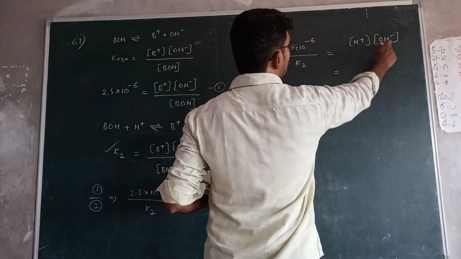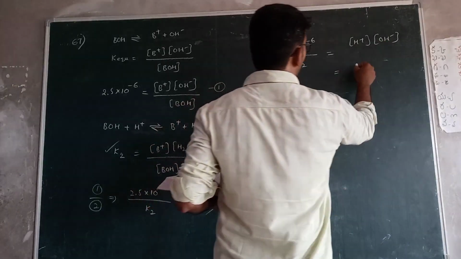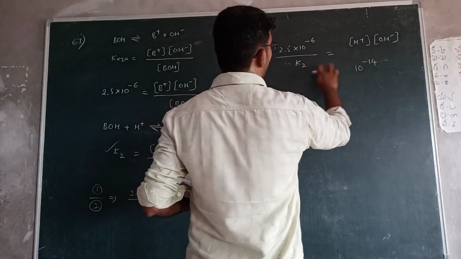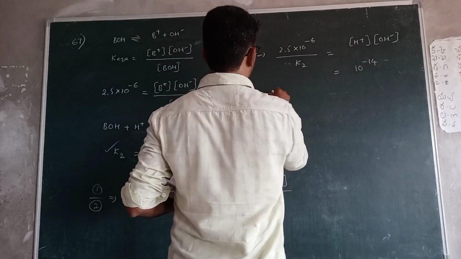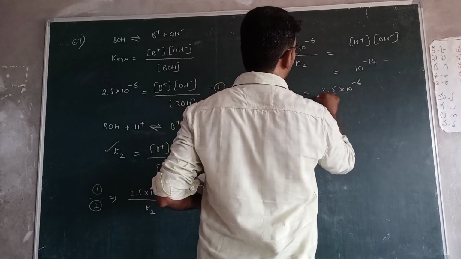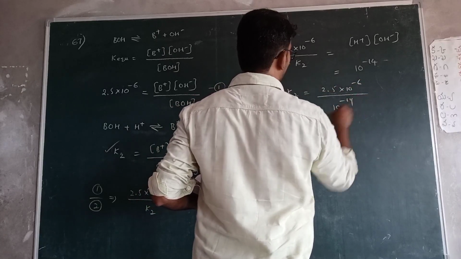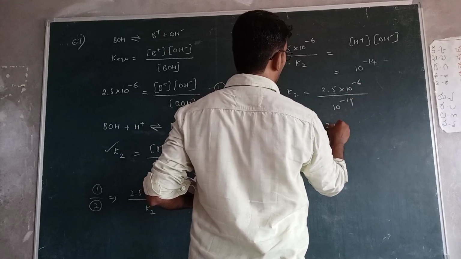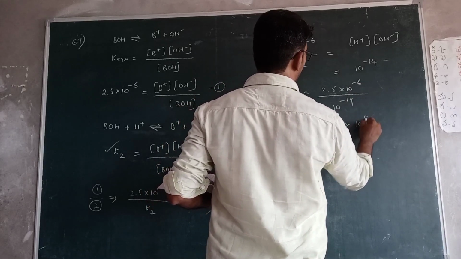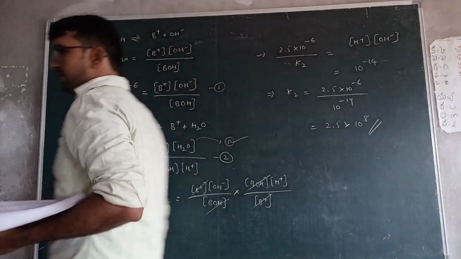But the product of the concentration of H plus and the concentration of OH minus is 10 to the power of minus 14. Now this value moves to this side, and this value comes to this side. Then K2 is equal to 2.5 into 10 to the power of minus 6 by 10 to the power of minus 14. This one moves up, 2.5 into 6 cancels, and we get 10 to the power of 8. This is the answer.